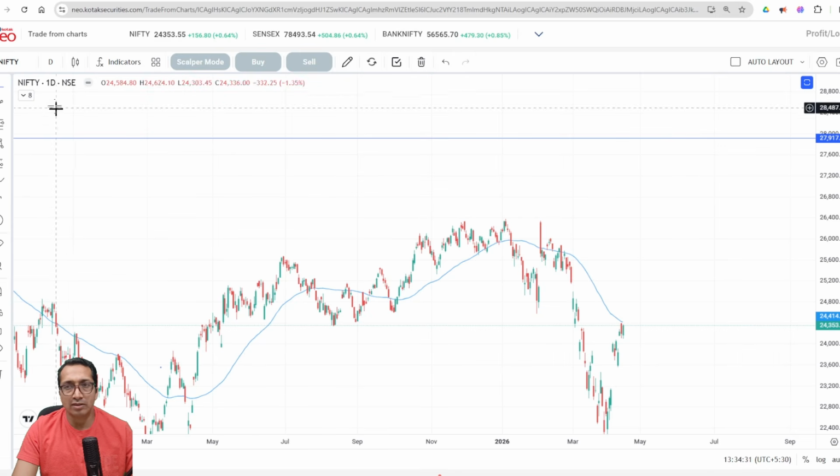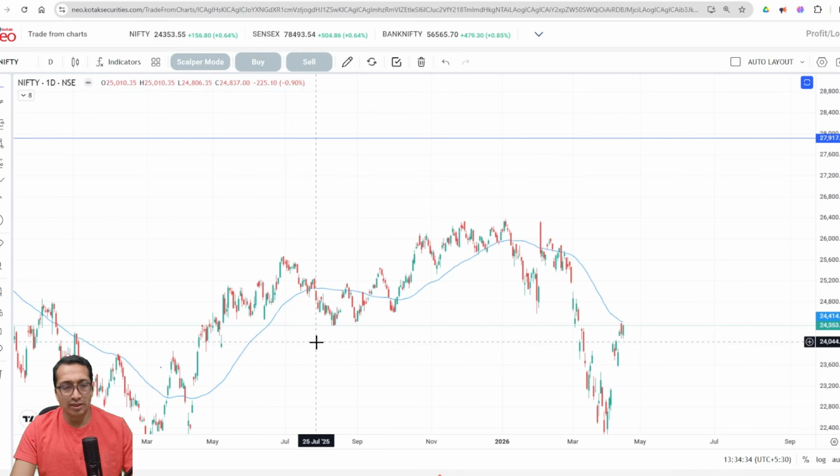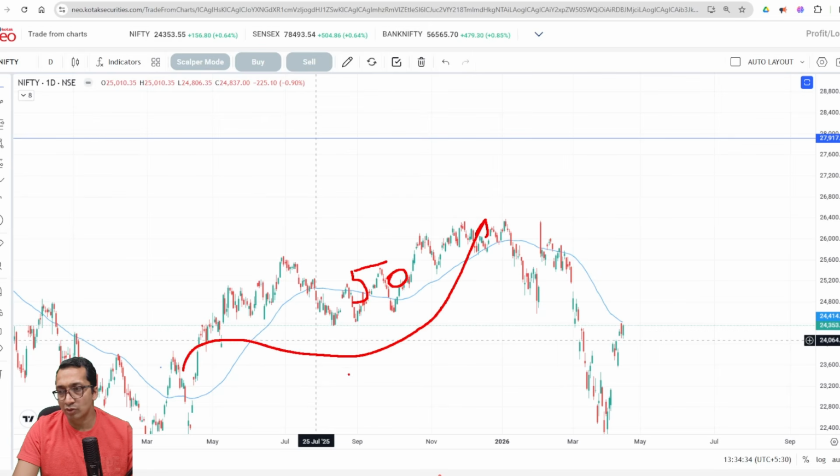There is one very important aspect about moving averages. Suppose this is a 50-day moving average. Suppose you create a chart for a 20-day moving average and it comes like this. This is the 20-day moving average. Where this 20-day moving average cuts the 50-day moving average, it provides you a very big signal. We call it a crossover.